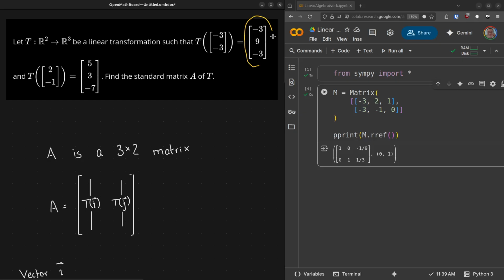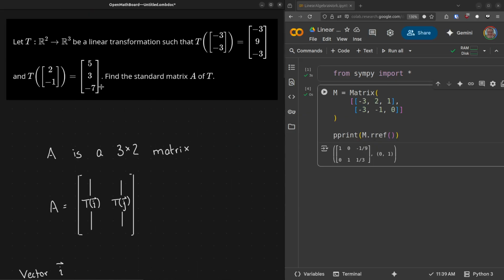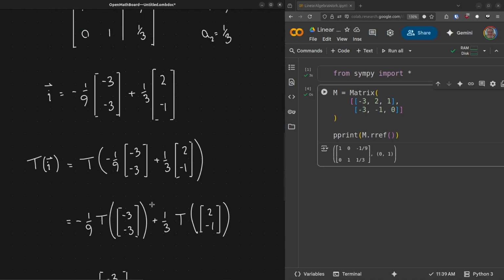The transformation of (-3, -3) is (-3, 9, -3). So I'm going to get negative 1/9 times (-3, 9, -3), plus 1/3 times the transformation of (2, -1). The transformation of (2, -1) is (5, 3, -7).